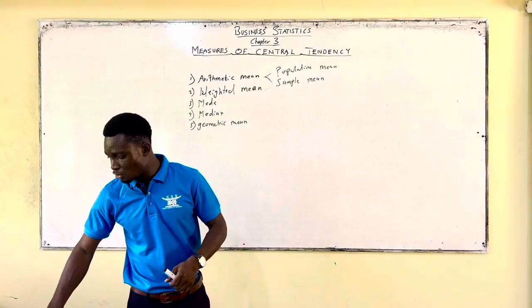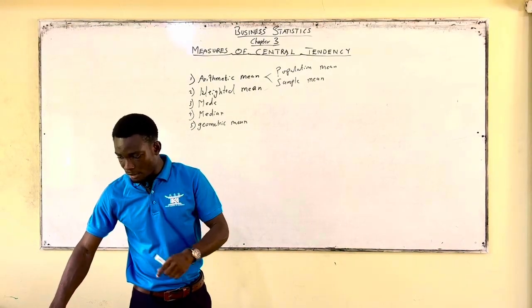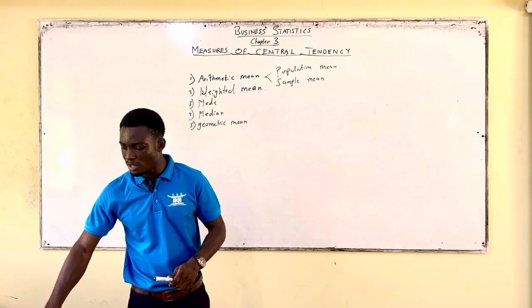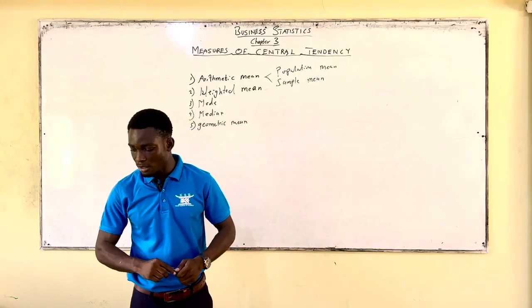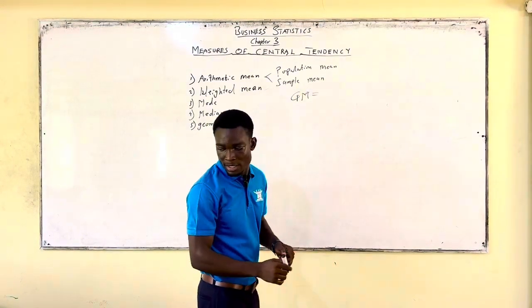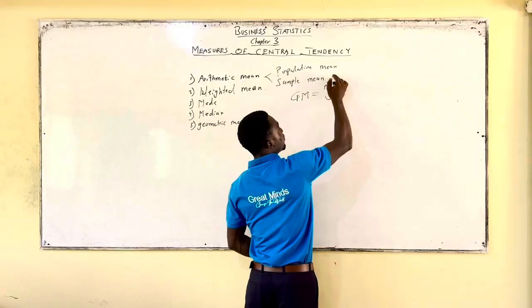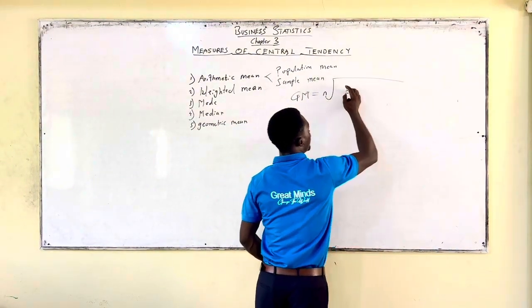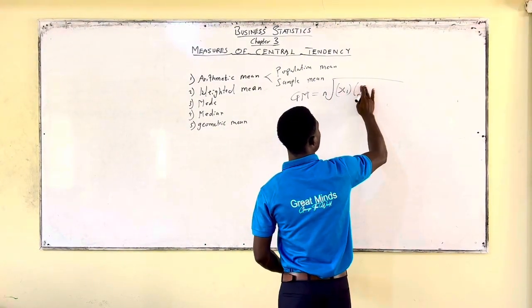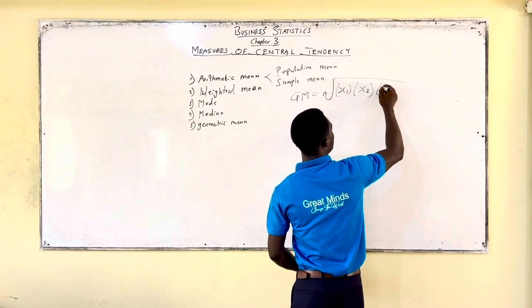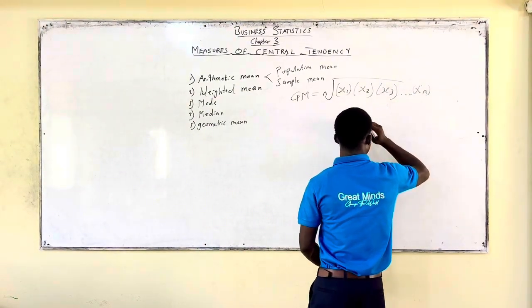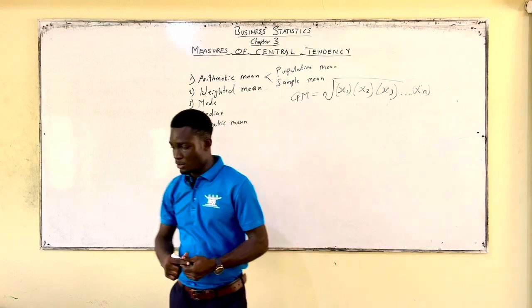First of all, let's look at geometric mean. In order to find geometric mean, we said that geometric mean, GM, is equal to the nth root of x1 times x2 times x3 to xn. So that is the formula.